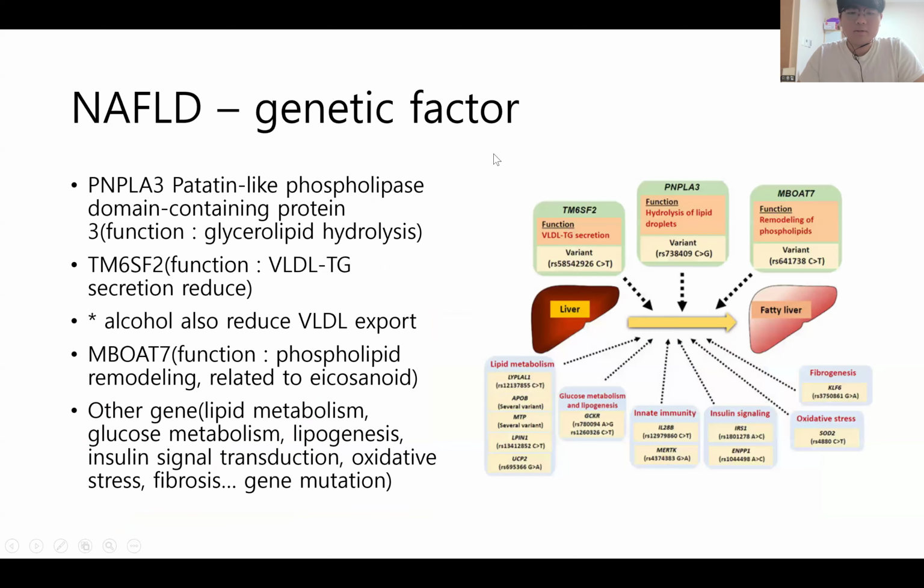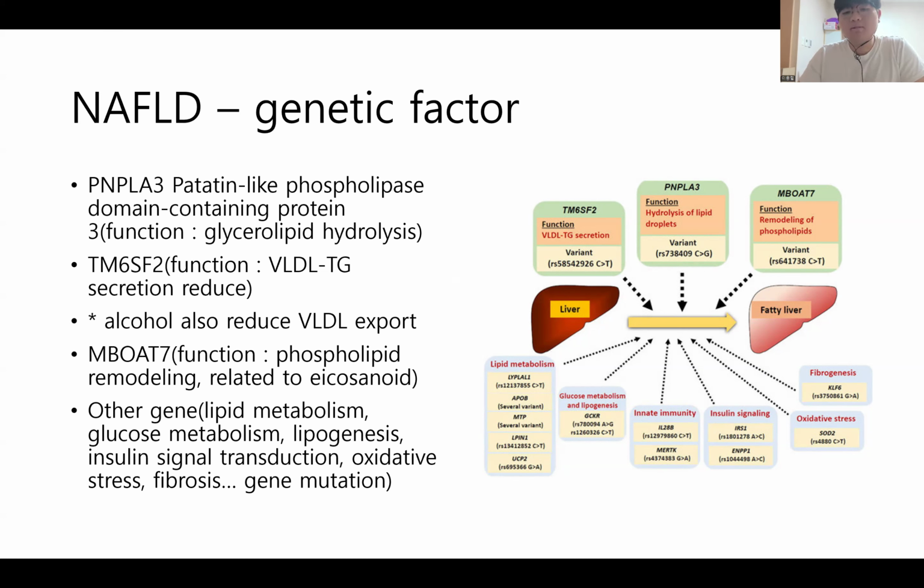Gene mutations can cause NAFLD. Patatin-like phospholipase domain containing protein 3, PNPLA3, is involved in glycerolipid hydrolysis and is highly expressed in the liver. The C2G mutation promotes fibrosis in liver inflammation. Also, PNPLA3 degradation is avoided, which damages triglyceride movement in lipid droplets. TM6SF2 mutation reduces pre-LDL triglyceride secretion related to fatty liver, and this mutation reduces cardiovascular events.